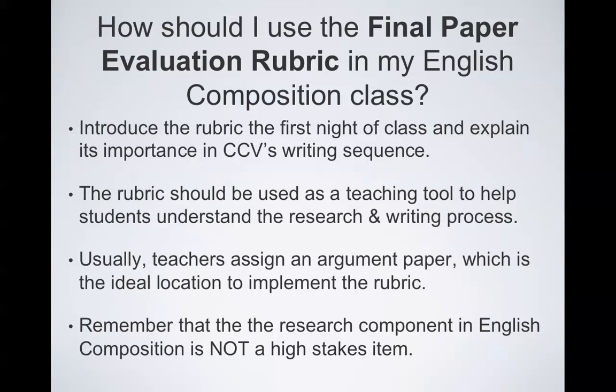So how should I use the final paper evaluation rubric in my English composition class? It's a good idea to introduce the rubric the first night of class and explain its importance within CCV's writing sequence. Use the rubric as a teaching tool to help students understand the research and writing process. Teachers usually assign an argument paper in English composition, and that's the ideal location to implement the rubric. Remember that the research component in English composition is not a high-stakes item.